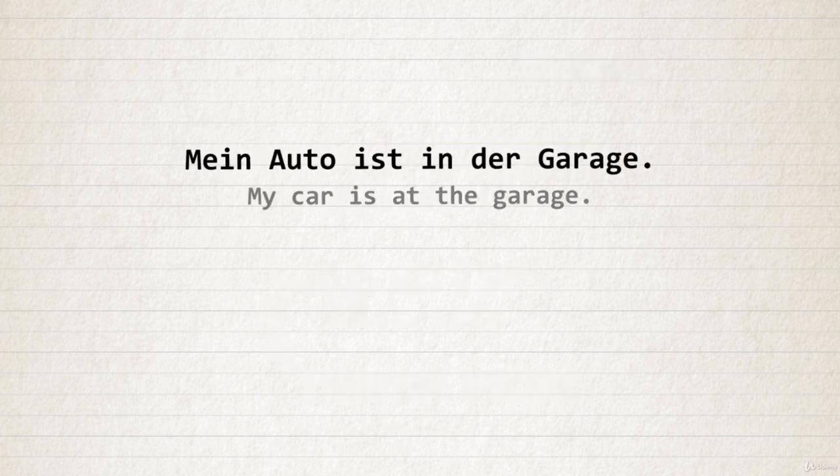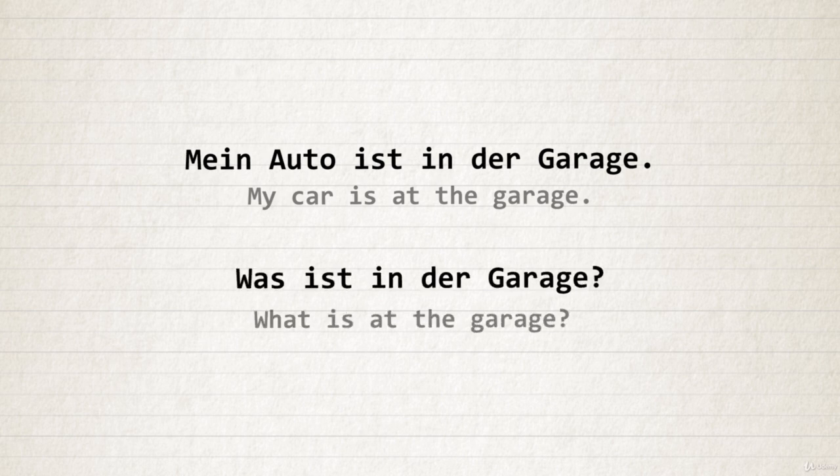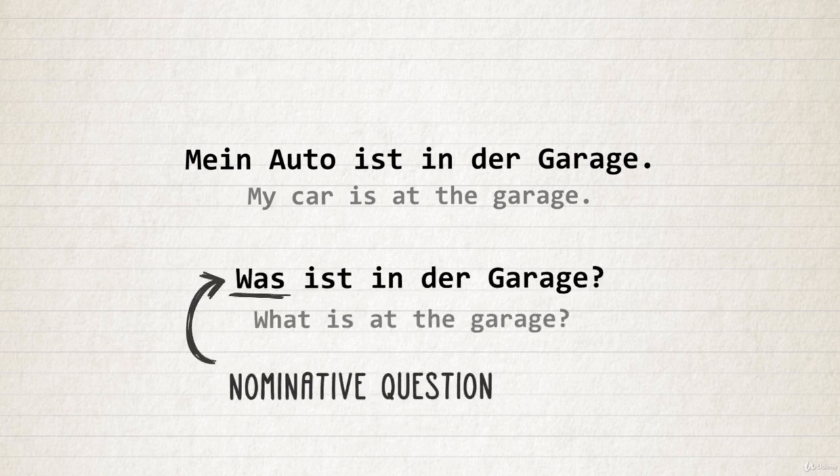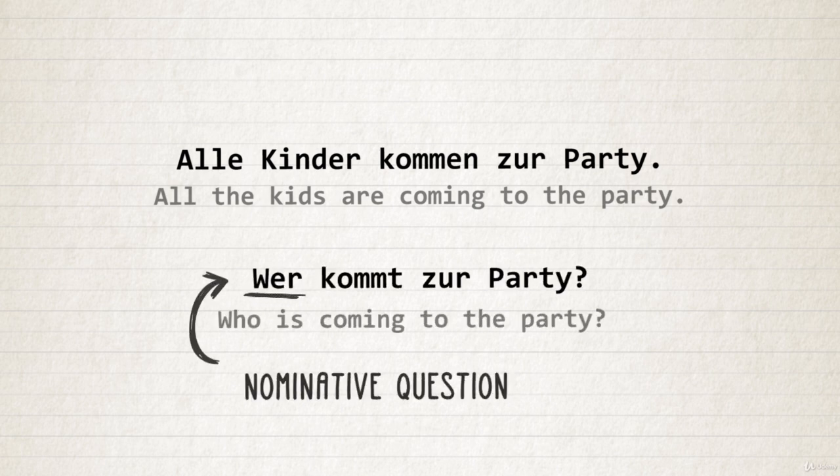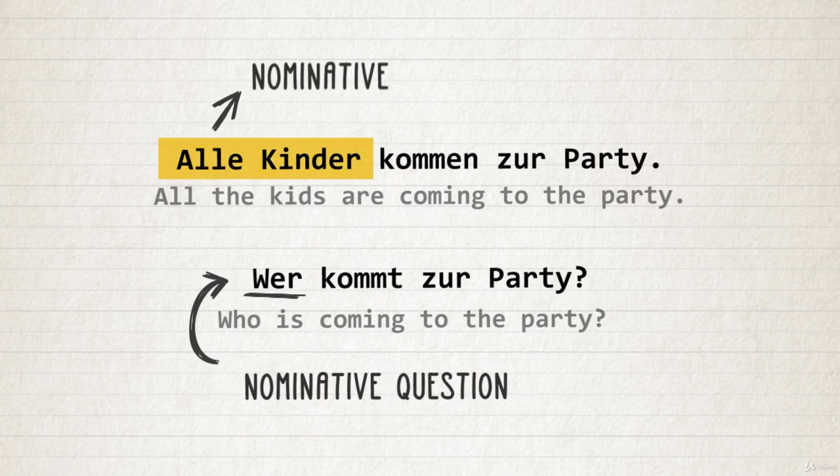Mein Auto ist in der Garage. Was ist in der Garage? Mein Auto ist in der Garage. Alle Kinder kommen zur Party. Wer kommt zur Party? Alle Kinder kommen zur Party. Yes, nominative again.